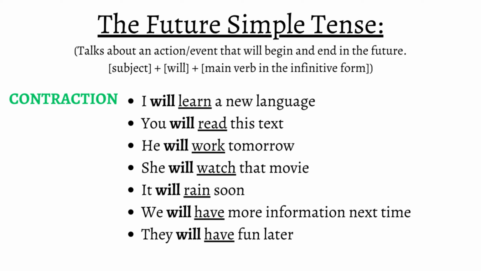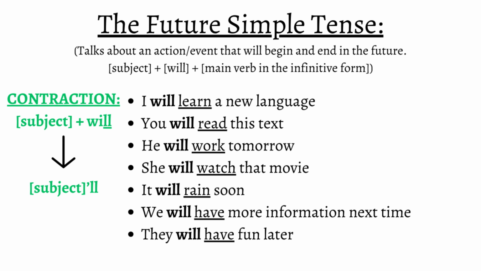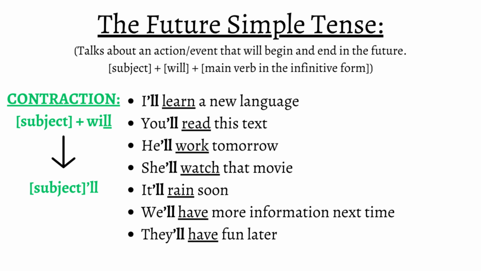To make a contraction, we use an apostrophe, take the last two letters of will, and put them with every subject. I'll learn a new language. You'll read this text. He'll work tomorrow. She'll watch that movie. It'll rain soon. We'll have more information next time. They'll have fun later.